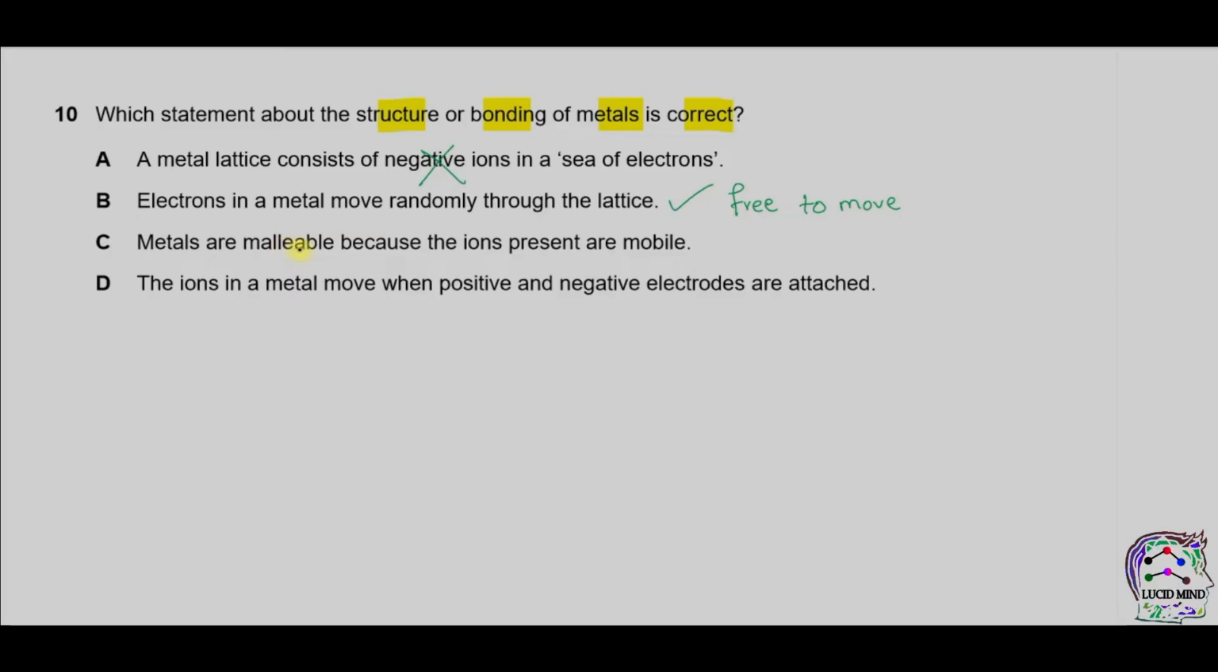Part C, metals are malleable. This is true because the ions present are mobile. Now the ions, which are positive ions, are actually fixed in position, therefore the metals have fixed shape. And metals are malleable because the atoms present can slide over each other. So therefore this statement is wrong. Part D, the ions in a metal move when positive and negative electrodes are attached. Now when current is passed from positive and negative electrodes, it is the electrons that start to move, not the ions. Correct option is therefore part B.